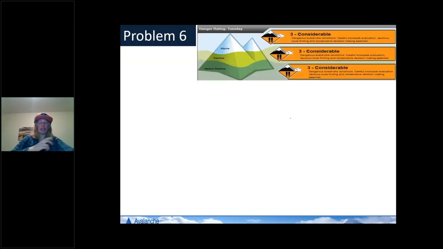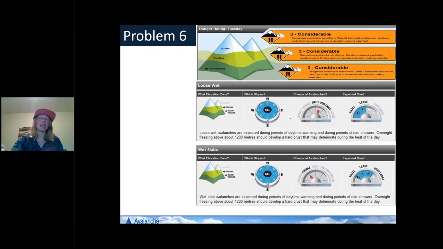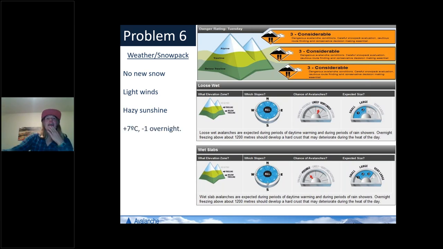Okay, I'm going to try to get through a few more of these problems and then leave some questions for the end. So our next problem, we have loose wet and wet slabs. And it looks like with our weather forecast, it's going to get quite warm. We didn't have a good overnight freeze. It was -1, but according to our forecast, above 1200 meters should develop a crust, but it'll probably deteriorate during the heat of the day, especially during periods of daytime warming or rain.